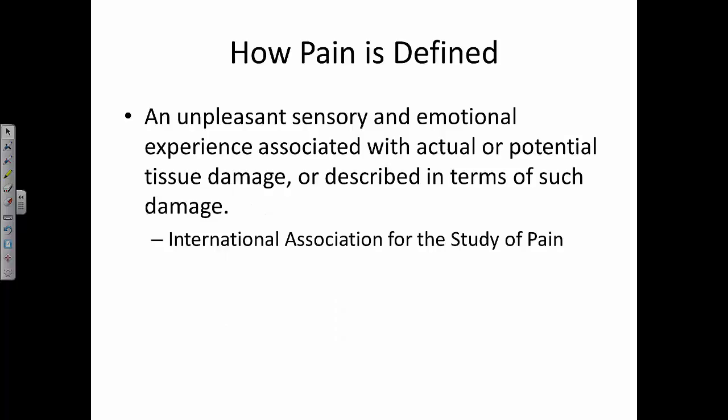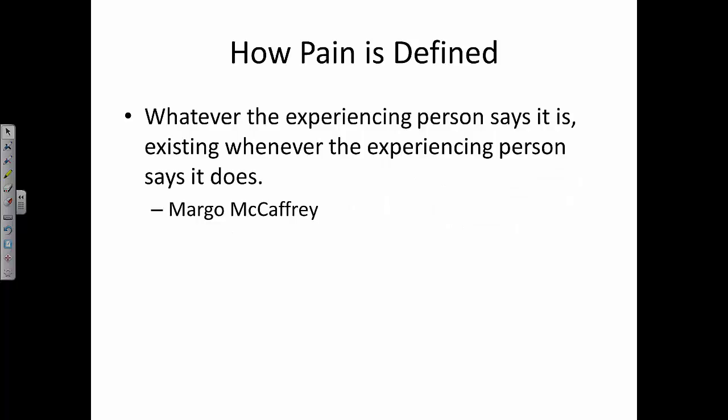So let's look at this official definition. According to the International Association for the Study of Pain, pain is an unpleasant sensory and emotional experience that's associated with actual or potential tissue damage or described in terms of such damage. So that's a bit of a cumbersome definition, but let's go to the next slide to see something that's a little easier. I really like this slide by Margo McCaffery, and it says, pain is whatever the experiencing person says it is, existing whenever the experiencing person says it does.